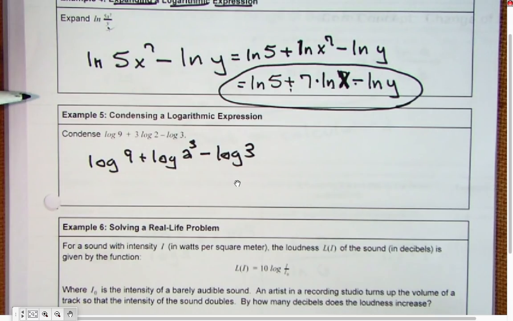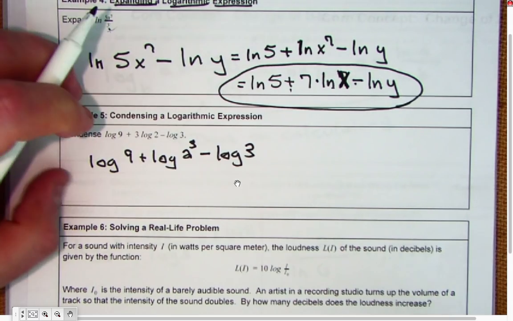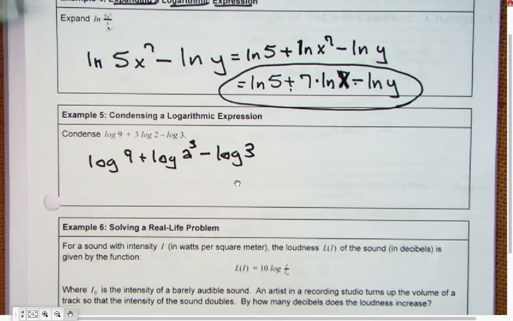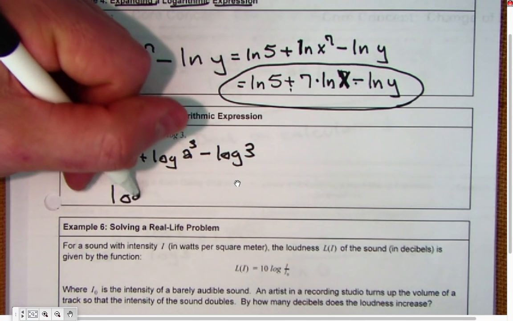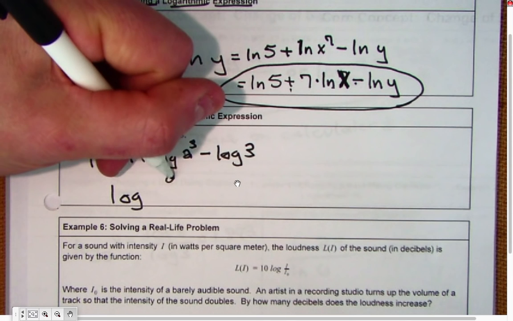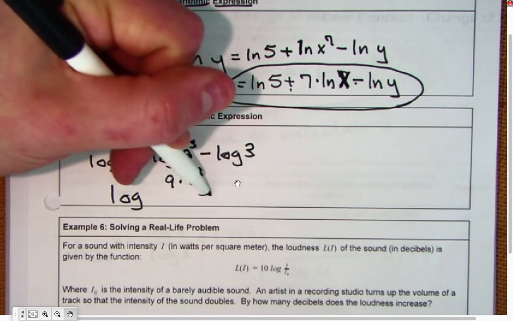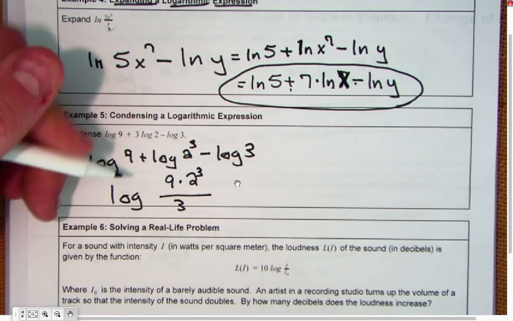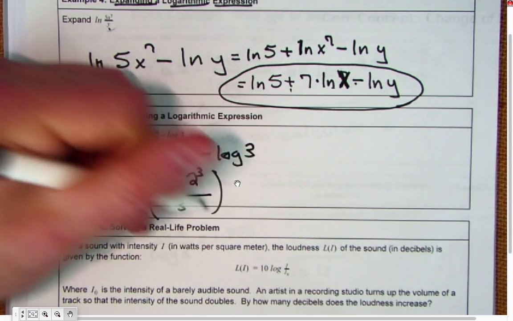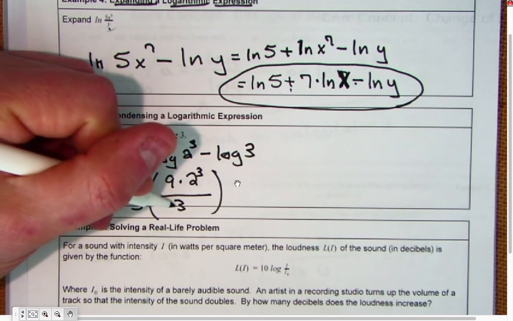Okay? All right, so we've got that. Now what we want to do is combine things, and we can think of this logically and do it in one step. We know if we have an addition here, when we combine it, we take that number times that number. So I'm going to go with the logarithm of 9 times 2 to the 3rd. And this subtraction means divide. So that's what we end up with: 9 times 2 to the 3rd divided by 3.